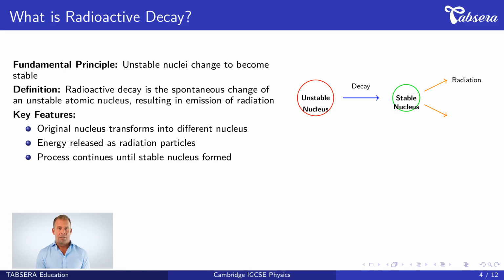Let me explain each part. Spontaneous means it happens naturally, unstable nucleus means the original atom's center has excess energy, and emission means particles or energy are released. The key features are, first, the original nucleus transforms into a different nucleus with different properties. Second, energy is released as radiation particles that we can detect. Third, the process continues until a stable nucleus is finally formed. The diagram illustrates this transformation from unstable red nucleus to stable green nucleus, with orange arrows showing radiation emission.